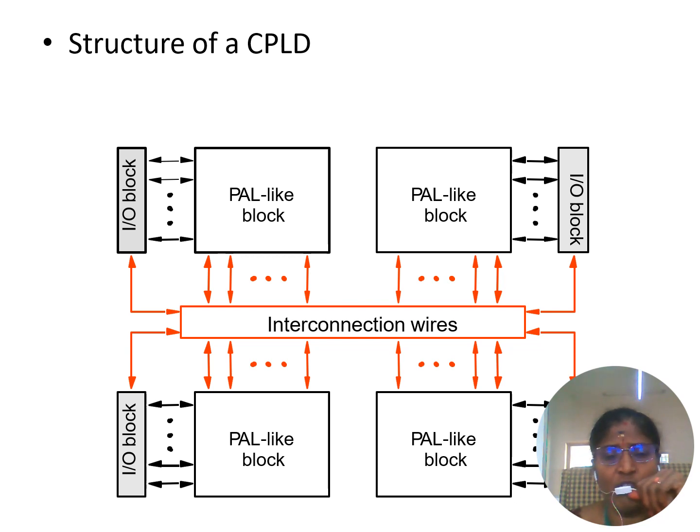So it consists of PAL-like block. This is very important. PAL-like block. Now the PAL-like block and the interconnections. There are many PAL-like blocks. These PAL-like blocks are connected to the interconnection wires. The interconnection wires are used to connect the I/O block with the PAL-like block. So totally we have three elements: PAL-like block, interconnection wires and I/O block.